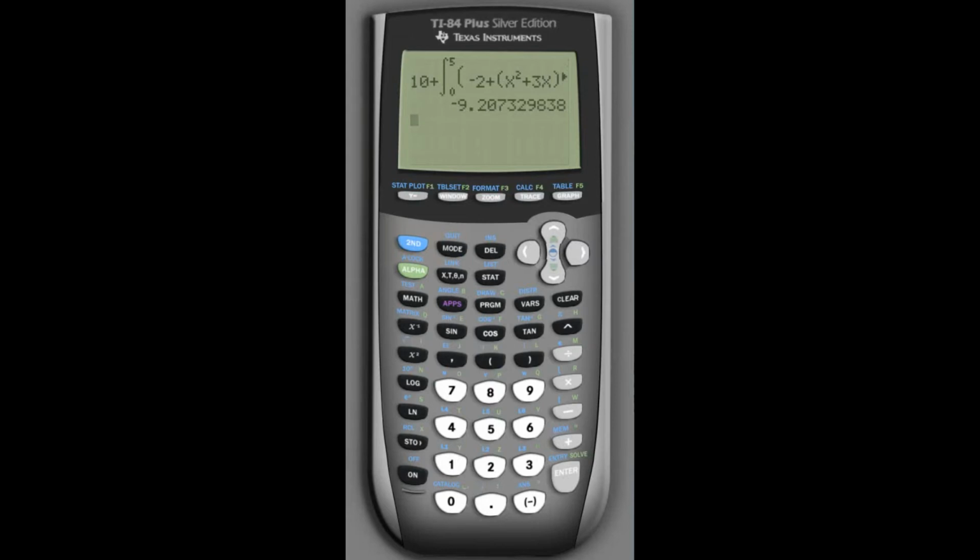And so the answer is negative 9.2073. And so this is the location where the particle will be after 5 seconds. Negative 9.2073.